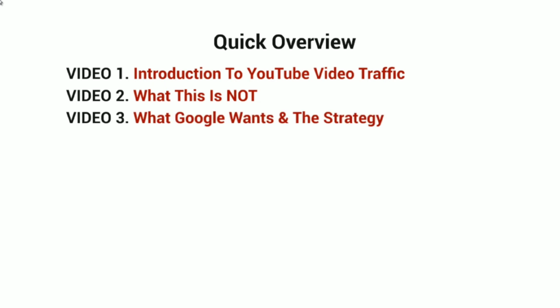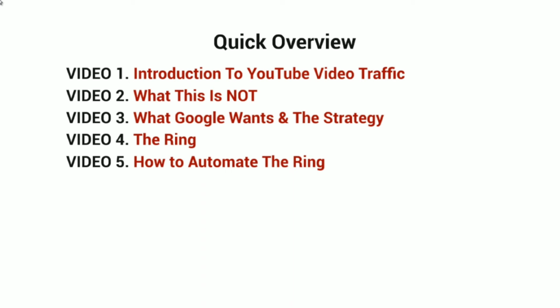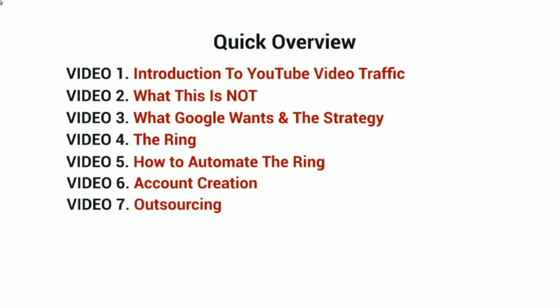Video number 3, we'll talk about what Google wants and the strategy. If you understand what Google wants, then it'll make more sense on what the strategy is all about and how to implement it correctly. Video number 4, we'll talk about the ring, which is the strategy here. And of course, video number 5, we'll talk about how to automate the ring. Video number 6, we'll talk about account creation. And video number 7, we'll talk about how to outsource the account creation and the very tedious process of building the ring. And of course, video number 8, we'll talk about testing this out.